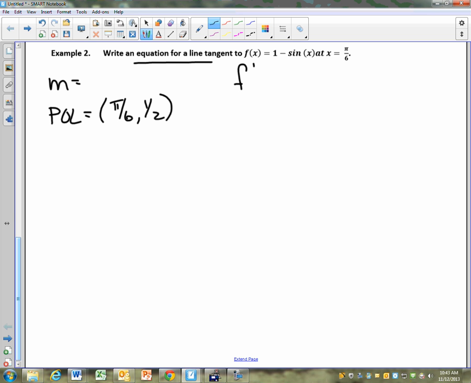Derivative. F prime of x is equal to, 1 goes away, the derivative of sine is cosine, right? So do we end up with a positive cosine or a negative cosine? Negative cosine. And so if we want to know the slope, we have to plug in pi over 6. So the slope is negative cosine of pi over 6. And I think if you look at your chart, or if you don't want to look at your chart, you can convert them to decimals. That's just fine. But I believe it's negative root of 3 over 2.